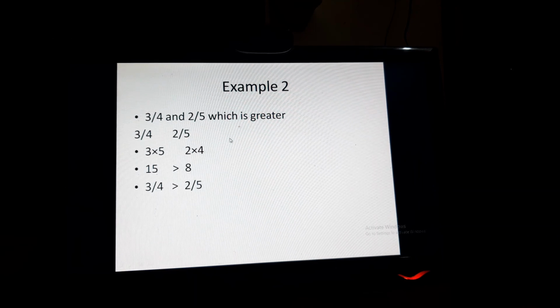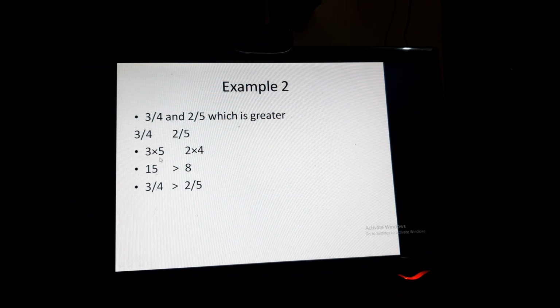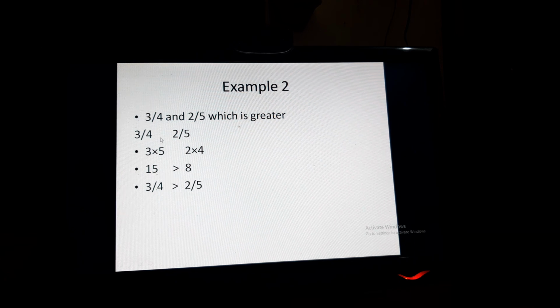Next, one more example. These two again are unlike fractions, and to compare which fraction is greater, we've multiplied the numerator of the first by the denominator of the second. We've got 15, and then here the numerator of the second multiplied by the denominator of the first, 8. So 15 is greater than 8. Therefore, 3 upon 4 is greater than 2 by 5. This way you can check which of the two fractions is greater or smaller.